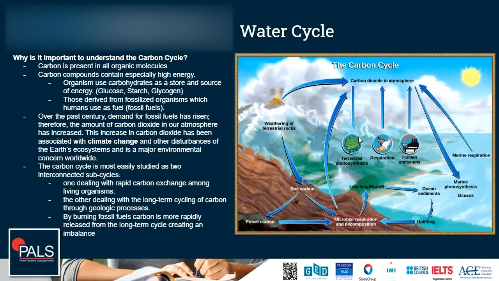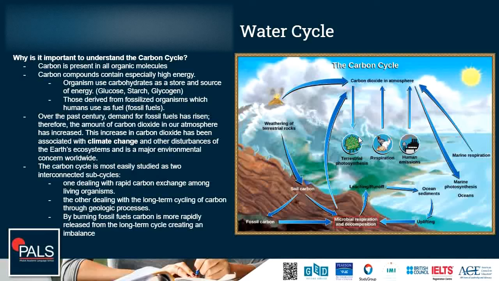And over the past century, the demand for fossil fuels has risen, and therefore the amount of carbon dioxide in our atmosphere increased, which is produced when fossil fuels are burned. This increase in carbon dioxide has been associated with climate change and other disturbances of Earth's ecosystems, and is a major environmental concern worldwide today. The carbon cycle is most easily studied and understood as two interconnected cycles, or two subcycles.